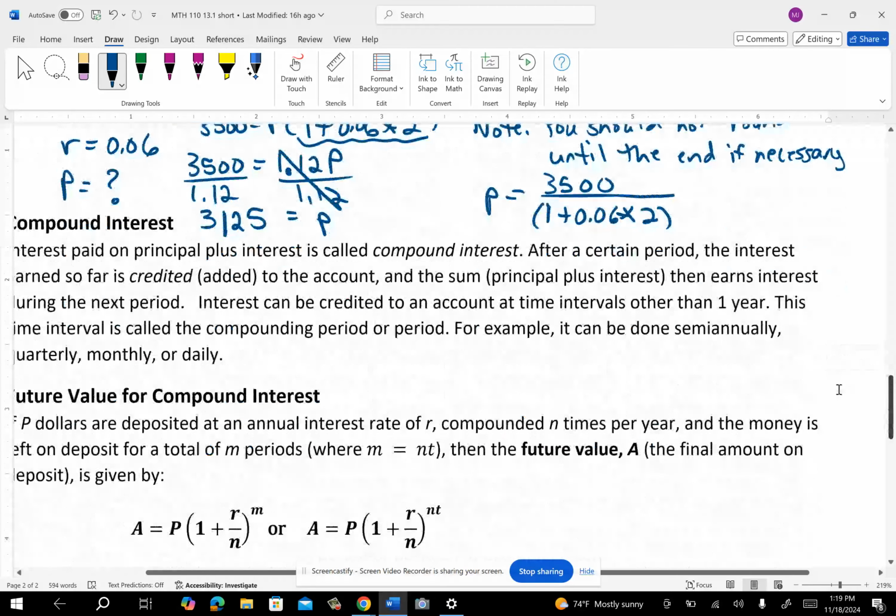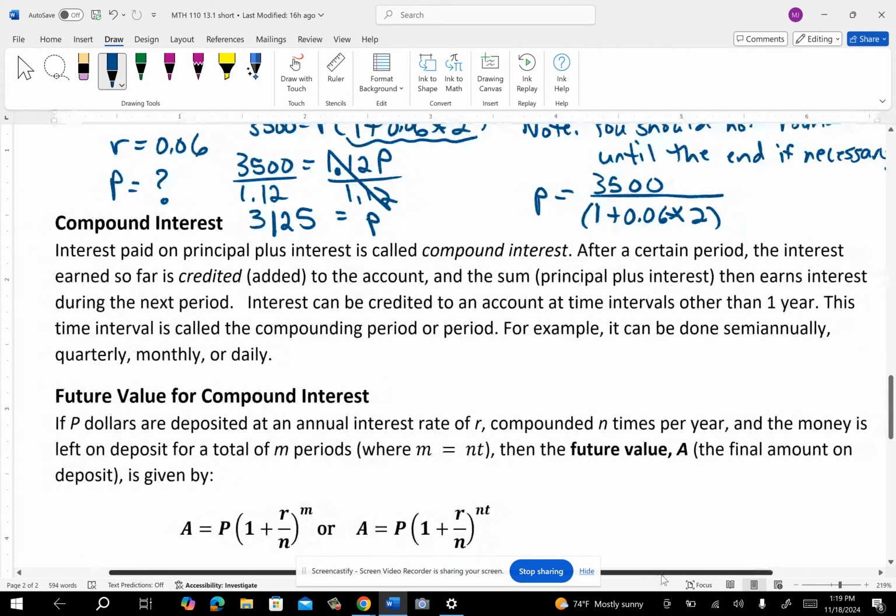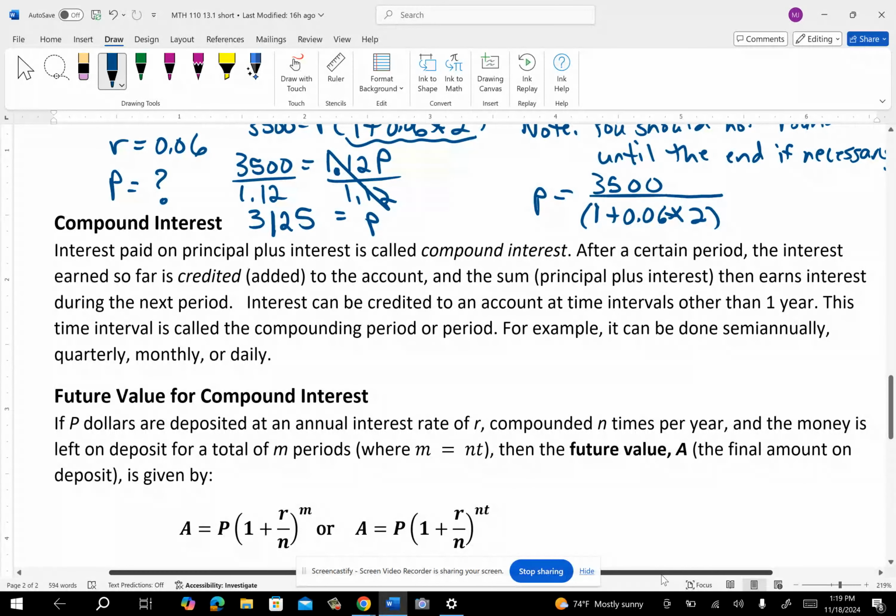All right, in this video, I'm going to focus on compound interest. Interest that's paid on the principal plus any interest that you've earned previously is called compound interest. After a certain period, the interest that you've earned is going to be added back into the account, and then the principal plus that interest is going to be earning interest during the next time period in which they calculate the interest.